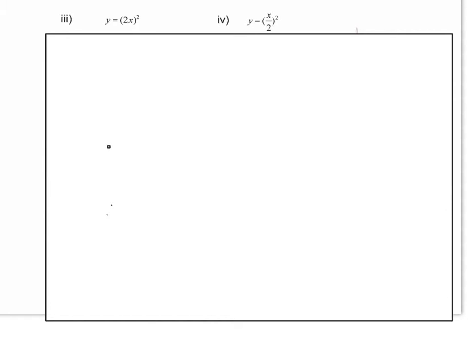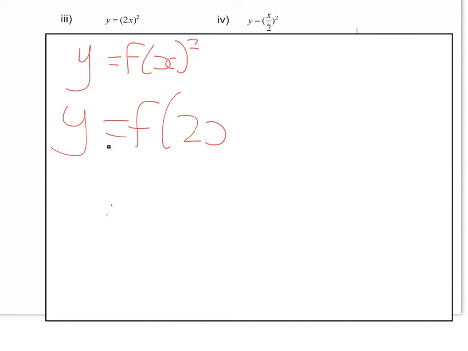In our third example, you can see that we're no longer adding or subtracting, so we've moved away from translations. But what has happened is that the original function f of x has been changed to f of 2x all squared. So the x term has been replaced by a 2x.